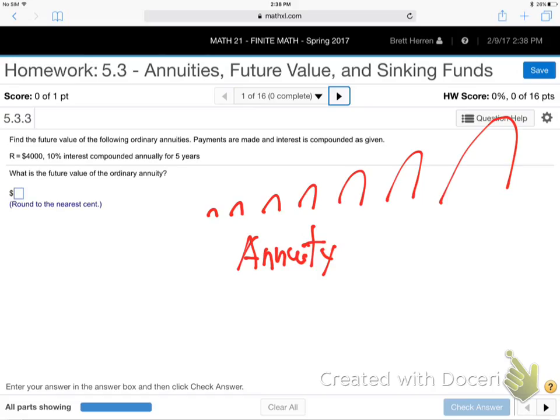This is like saving up for retirement. That's correct. Or vacation or something. You know, you save for 20, 30, 40 years for retirement. You just keep putting money in the bank, and when you retire, you've got a big old pile to live off of. That's an annuity.